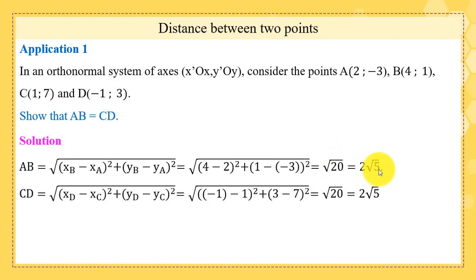Also, CD is equal to radical of (xd minus xc) square plus (yd minus yc) square. Substitute the coordinates of the points C and D, and it is equal to radical 20, which is equal to 2 radical 5. Notice that the length AB is equal to the length CD, equal to 2 radical 5.